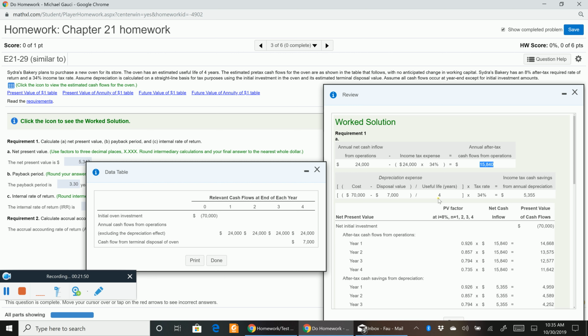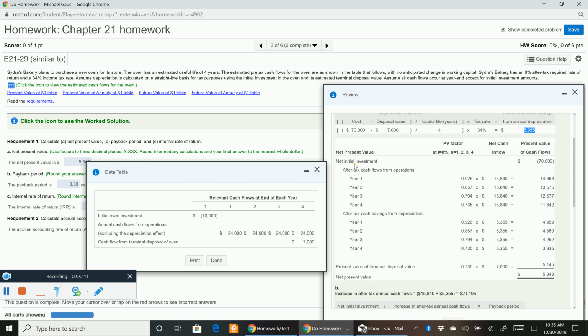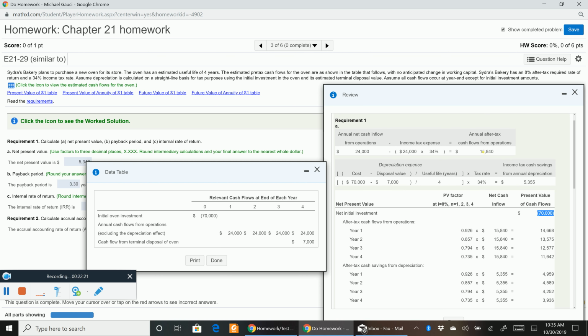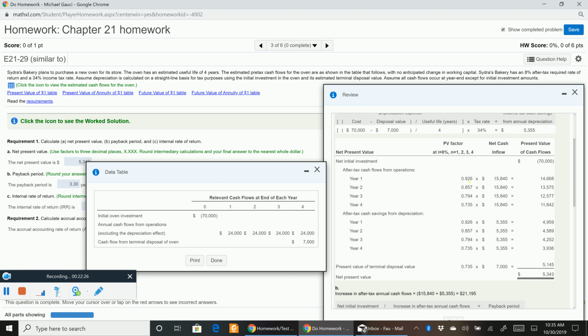If that is the additional depreciation expense, and our tax rate is 34%, I would actually save, this would be cash savings, by implementing and depreciating the new piece of machinery. So that's important as well, the $5,355. In order to do the net present value, we have our negative $70,000 cash outflow today. And for 4 years, remember we said the after-tax cash flows, $15,840. Multiply it by the factors.